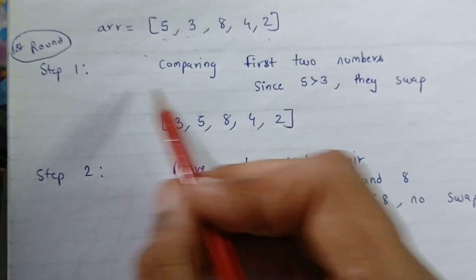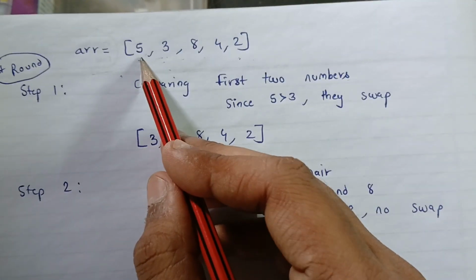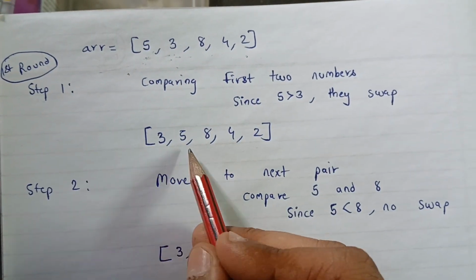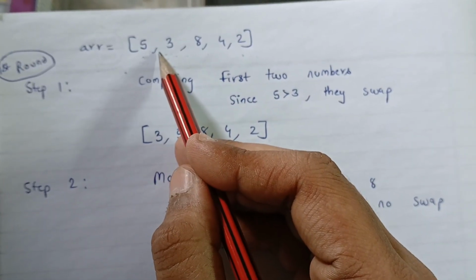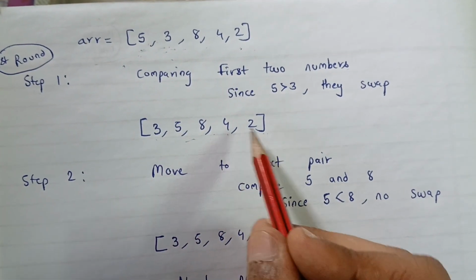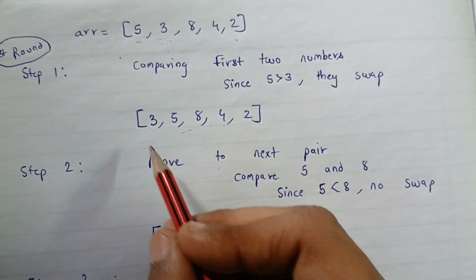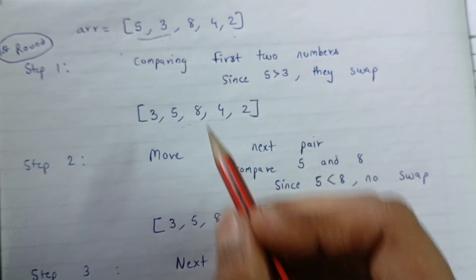So step 1, comparing the first two numbers. Since 5 is greater than 3, they will swap and it will become 3, 5, 8, 4 and 2. This is the first array, and after swapping it becomes 3, 5, 8, 4, 2. Then we'll move on to step 2, the next pair. First we finished with these two, now we'll move to the other pair.